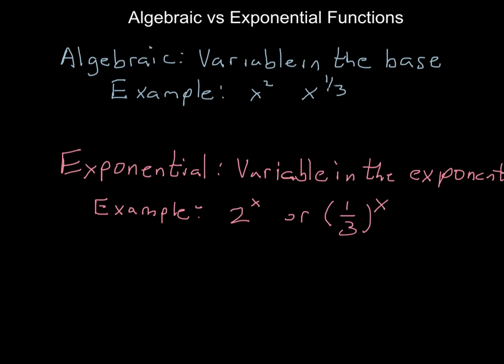When you're talking about exponential functions, the variable is now part of the exponent. Thus, that's why we have 2 to the x power or 1/3 to the x power. The constant is the base, and the variable is going to be the exponent.